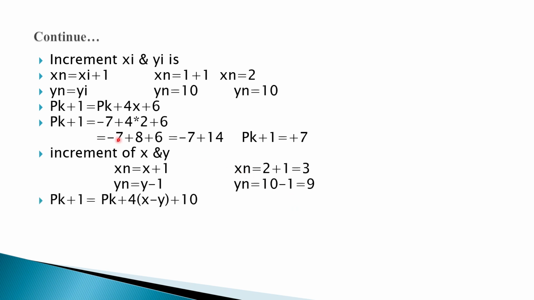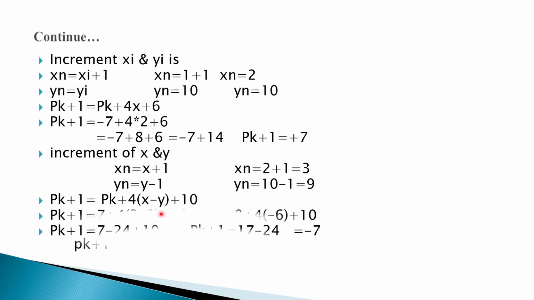Since we got a positive pk, the formula changes for the next pk value: pk plus 4 into x minus y plus 10. This is for a positive pk value. Now put in all the values: pk is 7, x is 3, and y is 9.